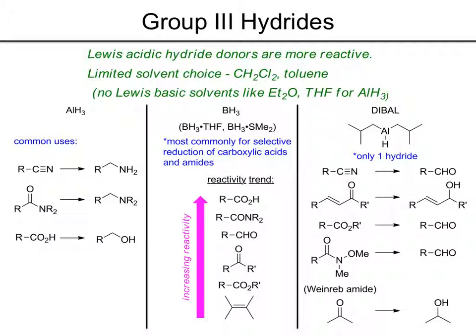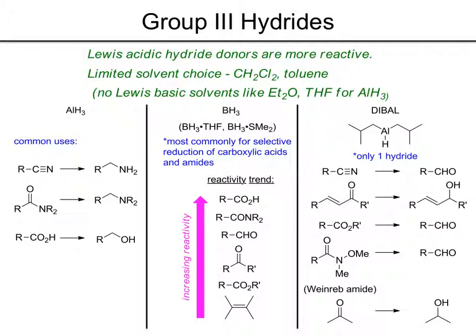The Lewis acidic hydride donors that we're looking at currently are aluminum hydride, borane, and DIBAL. Aluminum hydride is the most reactive and is commonly used for nitrile reduction as well as amide reduction to the primary amine, and also for carboxylic acid reduction to the primary alcohol.